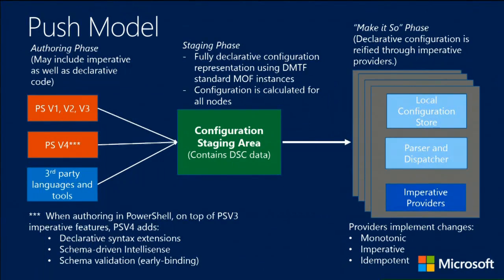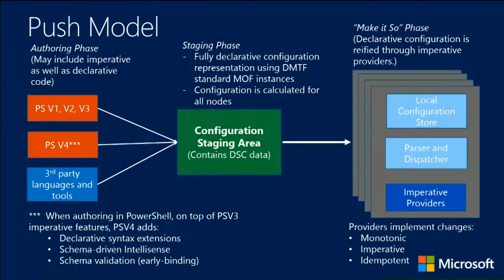Then you have a parser to go parse that document and then figure out how to go make it so. And then you have these imperative providers. These are the things that actually make it so. Now these can be WMI providers, or they can be PowerShell scripts. And these providers are then monotonic, which basically means relentless. Just do it, however it takes, do it.